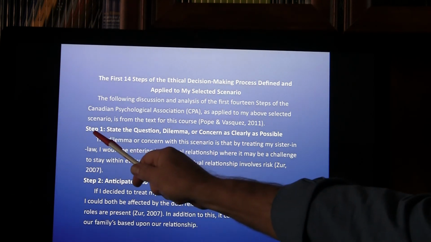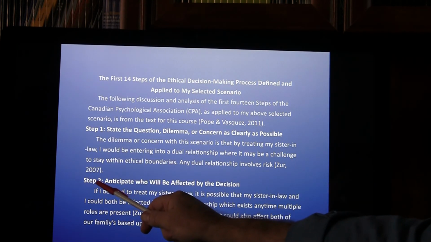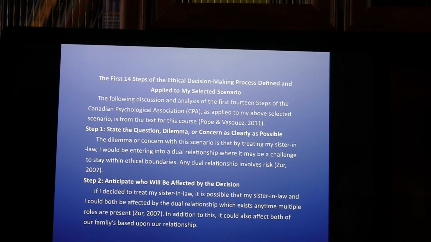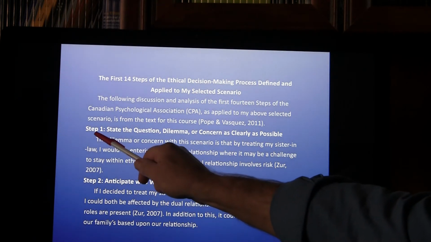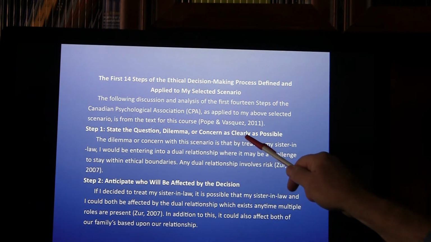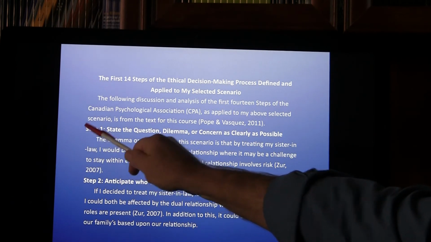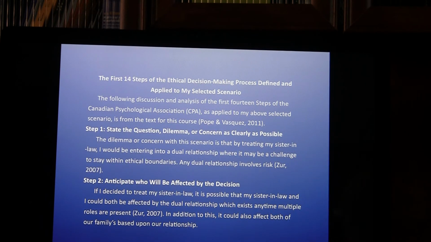Then comes the level 2 heading. You'll notice I have a level 2 heading here and a level 2 heading here. I have to have at least 2 level 2 headings under the level 1. If I only have one main point under a level 1 heading, then I do not use level 2 headings. So this level 2 heading states, step 1, state the question, dilemma, or concern as clearly as possible. Notice that it's in bold, that it begins all the way off to the left, and there is no period.